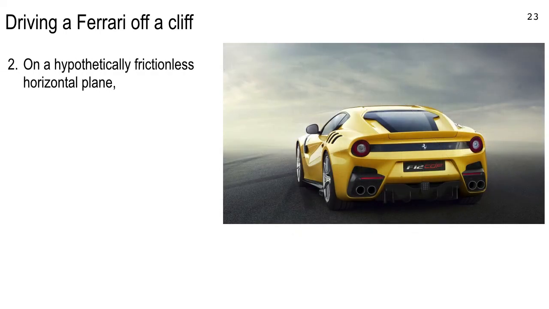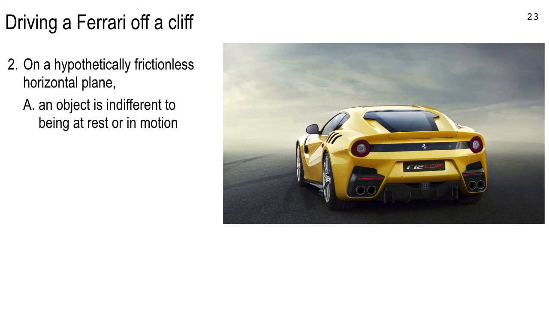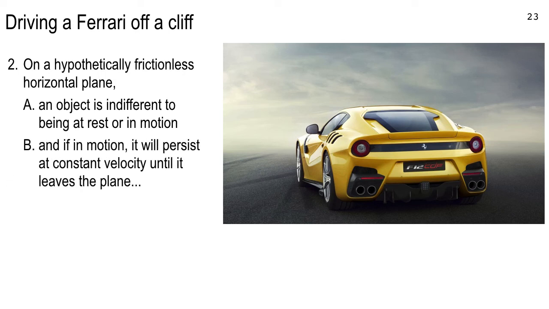All right, so this horizontal frictionless plane, hypothetical, he said an object is indifferent, and emphasize that word indifferent, because that's how it translates from Italian. It's indifferent to being at rest or in motion. So it doesn't really notice whether it's in motion or not. If it's in motion, it'll stay in motion at constant velocity until it leaves the plane. In other words, until the Ferrari drives off the cliff. But if it's at rest, it's perfectly fine. It doesn't care. It's perfectly fine being at constant velocity, or perfectly fine being at rest. If it's at rest, it's just sitting up there. It doesn't drive off the cliff.